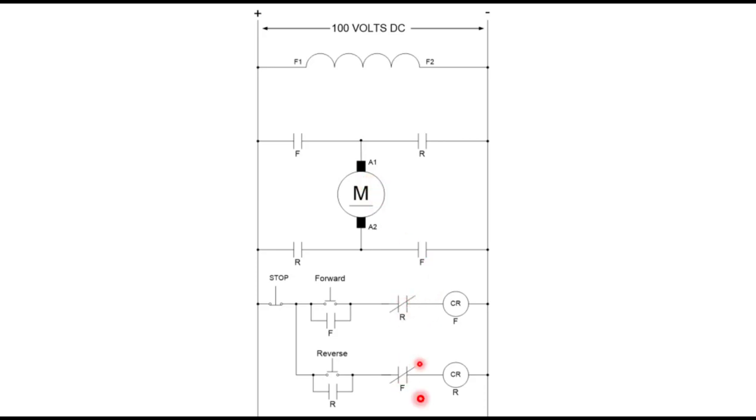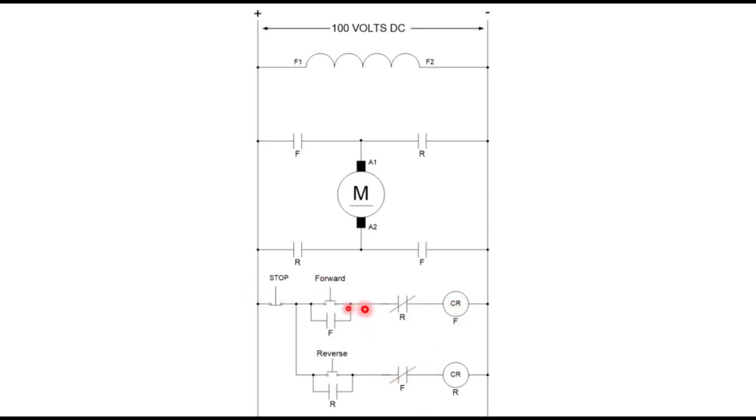If these weren't in here and somehow I energized CRF and CRR at the same time, forward and reverse, what would happen was these F's would close and these R's would close, which would create a dead short across the power supply. So to avoid that, I have these electrical interlocks, and if I pick up forward, this is going to open up, so there's no way that R can ever close. This can never pick up until this drops out and allows that to close back again.